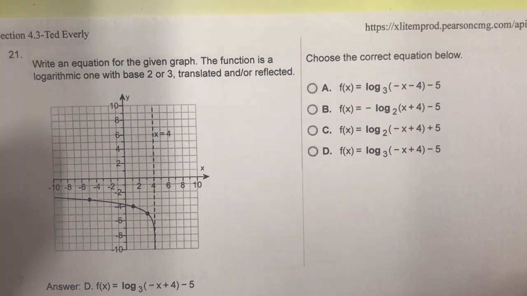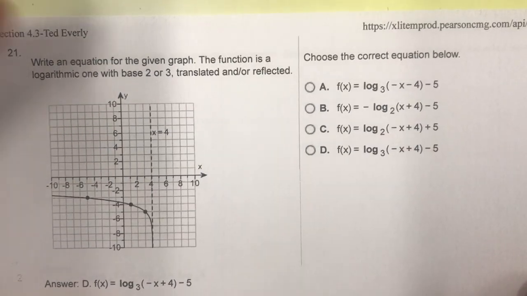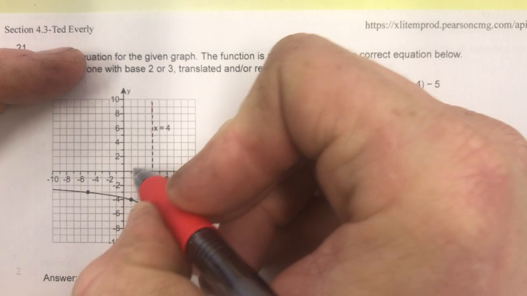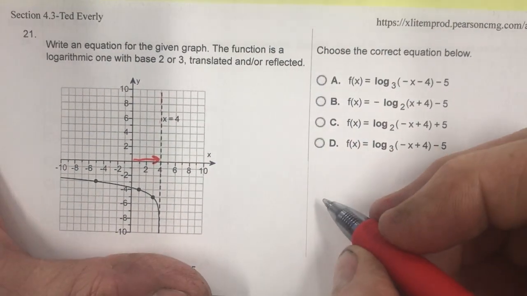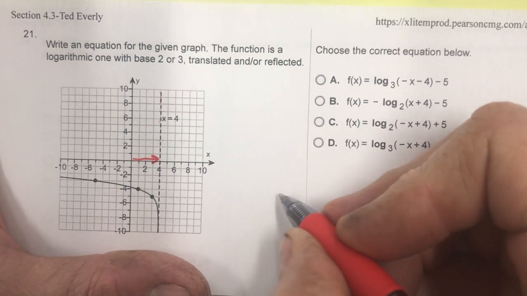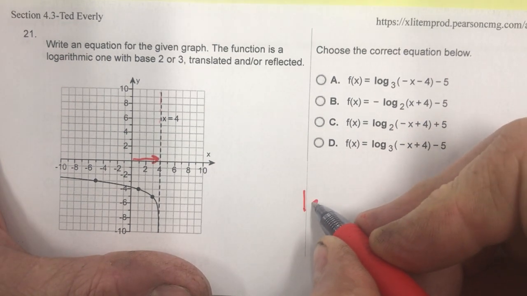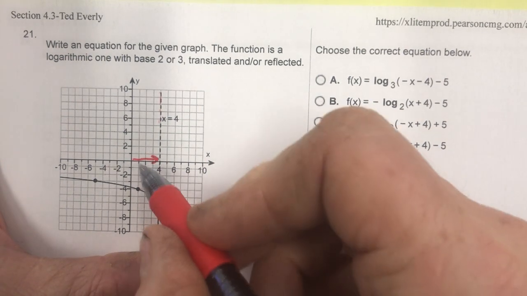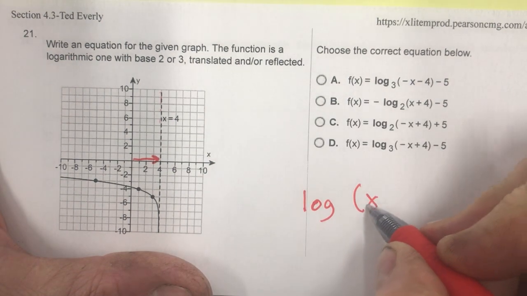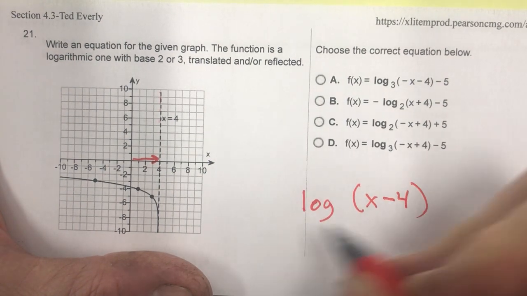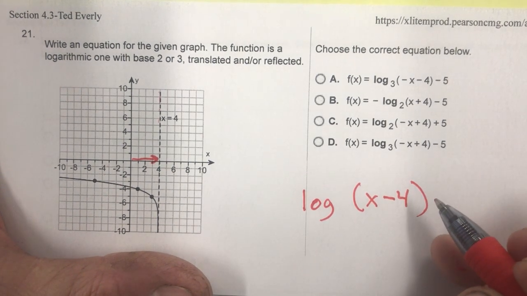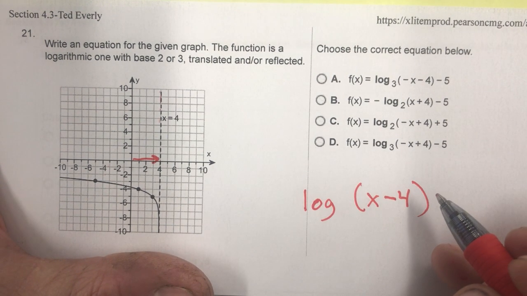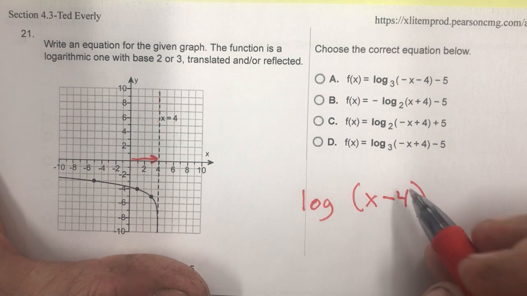Number 21. What's the equation of this one? All right, look at your asymptote. Your asymptote's 4 over. Here's my answer. I'm going to cover it up. So this is going to be log, and we're going to have x minus 4 since it's gone over to the right 4. Okay. So, all right, we'll catch this.